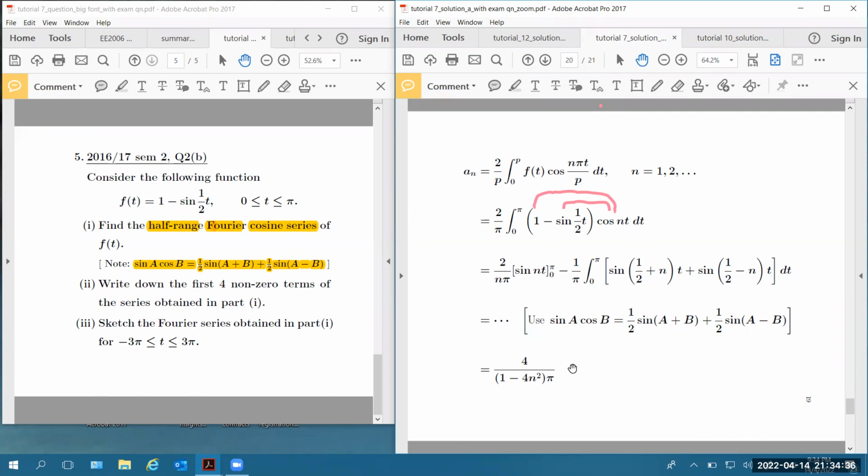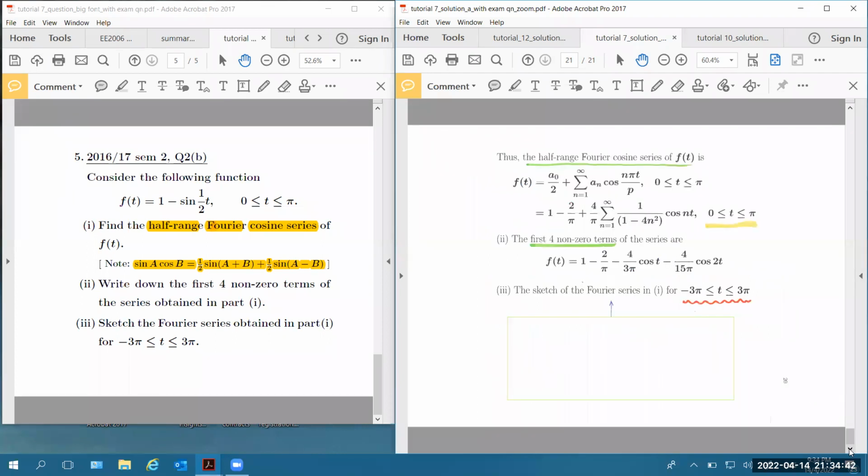All right, but you get the idea, huh? Okay, so I actually got AN already. So now I got A0, I got AN, right? So let me put it into my half range Fourier cosine series. Okay, so I put in your A0, put in your AN, and it's a half range, right? Okay, so that completes part 1.